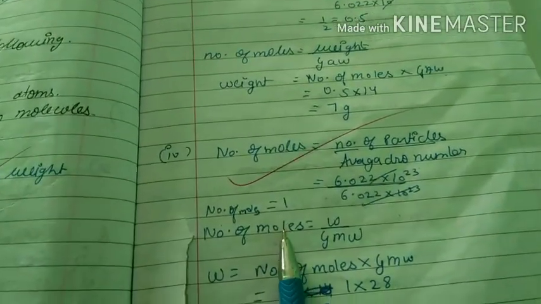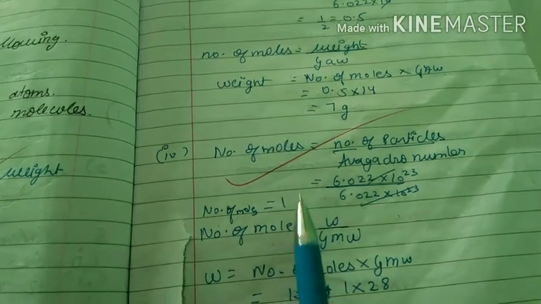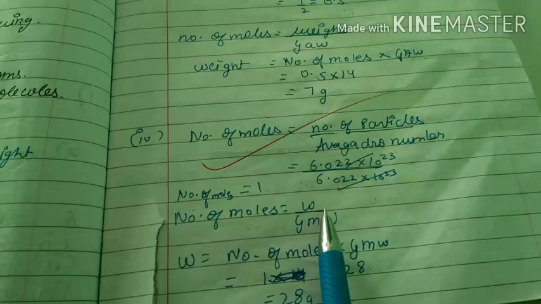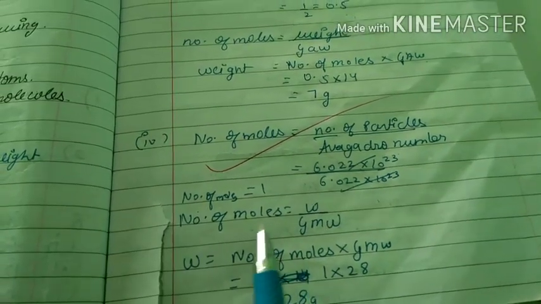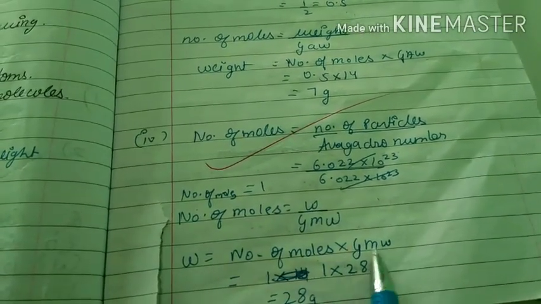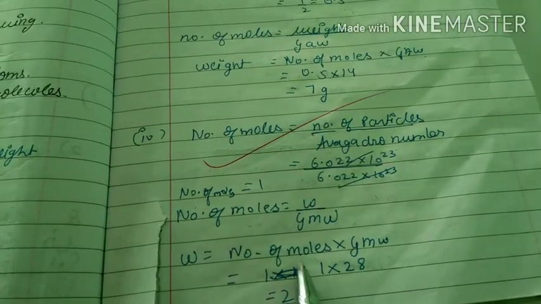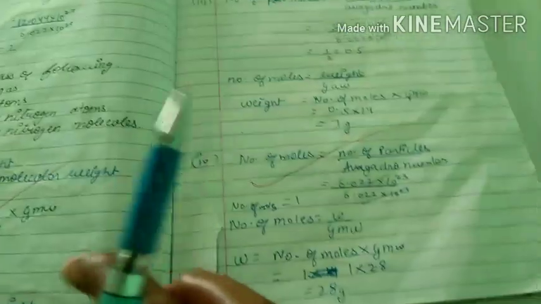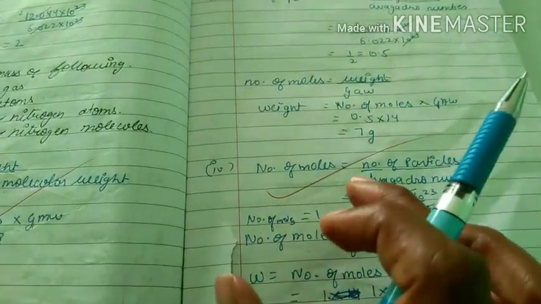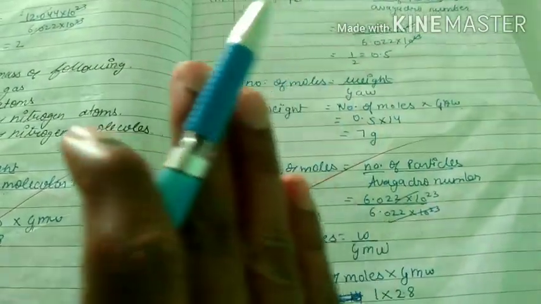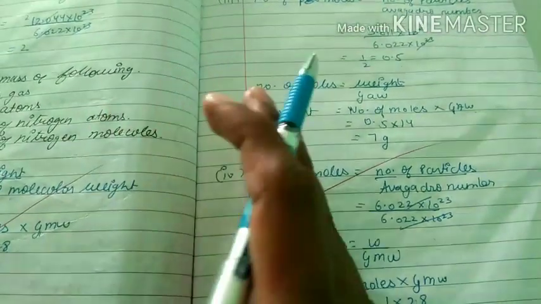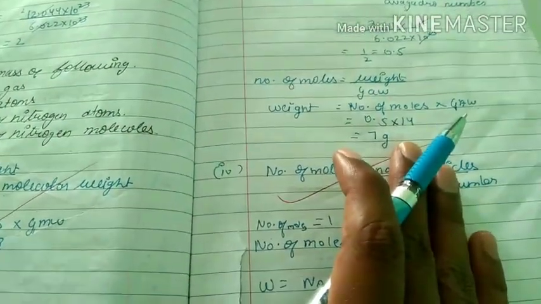Again we have to find weight. In all cases weight is to be found. So number of moles equals weight by gram molecular weight. From this, weight equals number of moles into gram molecular weight. Number of moles, how many? 1 into 28 grams. That's all. So all these are very simple problems. If you understand those two formulas carefully, then you will be able to solve these type of problems.